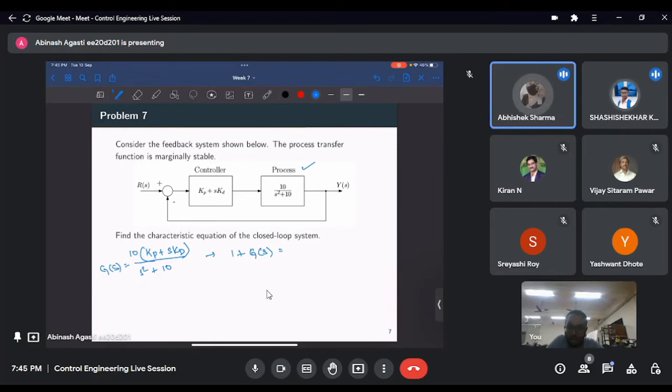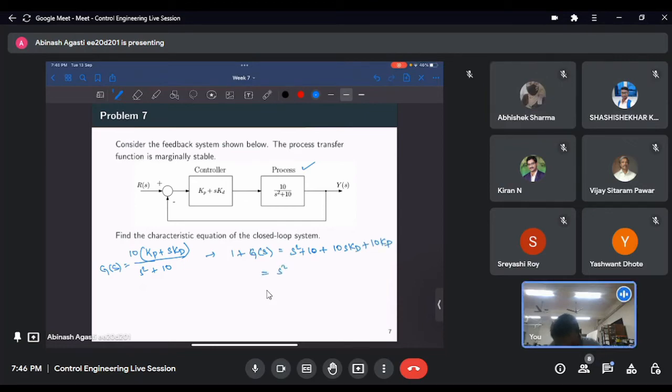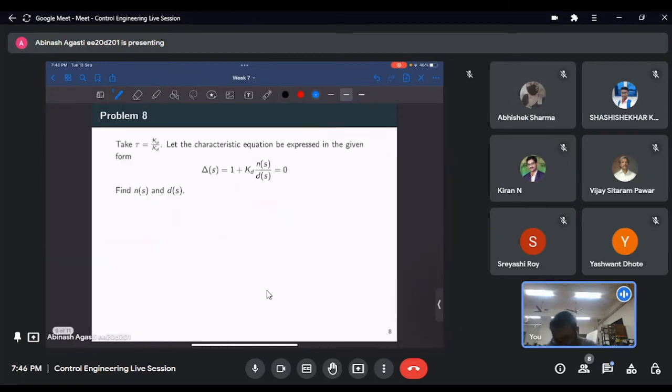Yes, sir. s square plus 10 s Kd plus 10 Kp. Correct. So s square plus 10 Kd s plus 10 Kp plus 1. Correct? This is the characteristic equation. Yes. Now we move on to the next question.